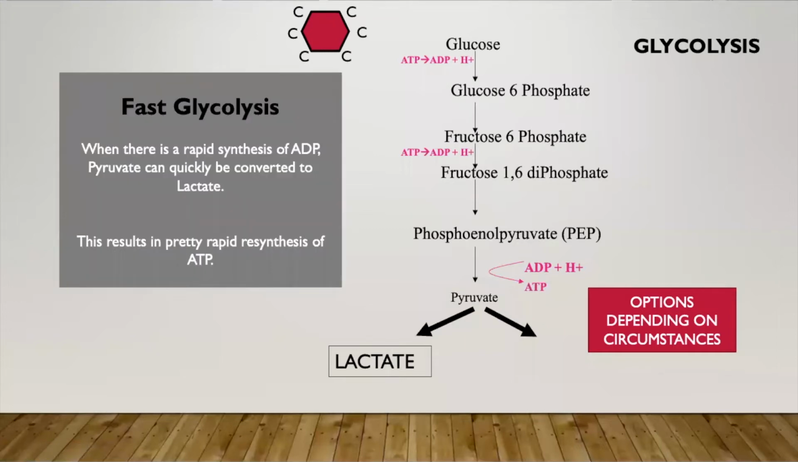So fast glycolysis is when there's pretty rapid synthesis of ATP. So you're working hard, and you can quickly convert pyruvate to lactate. And I've used the term down here, pretty rapid, because it's not as rapid as phosphocreatine is able to replace ADP to ATP. So it's a little slower. But it does allow the process to continue and allows some ADP to be changed to ATP.